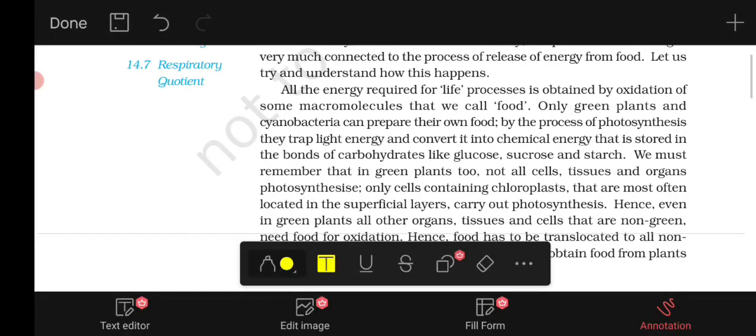All the energy required for life processes is obtained by oxidation of some macromolecules that we call food. This you all know, right?